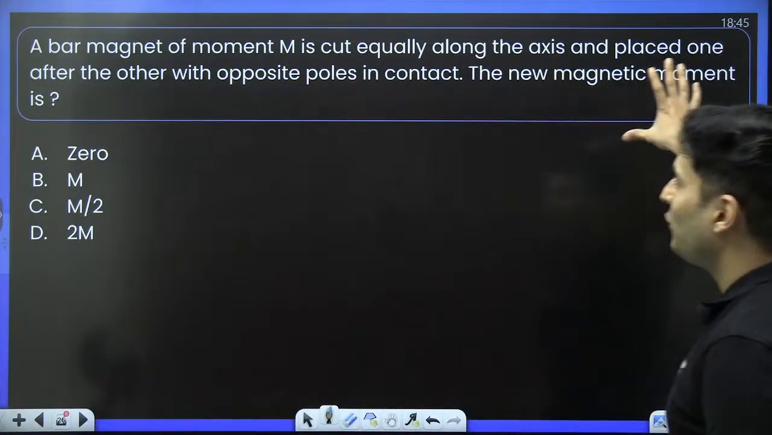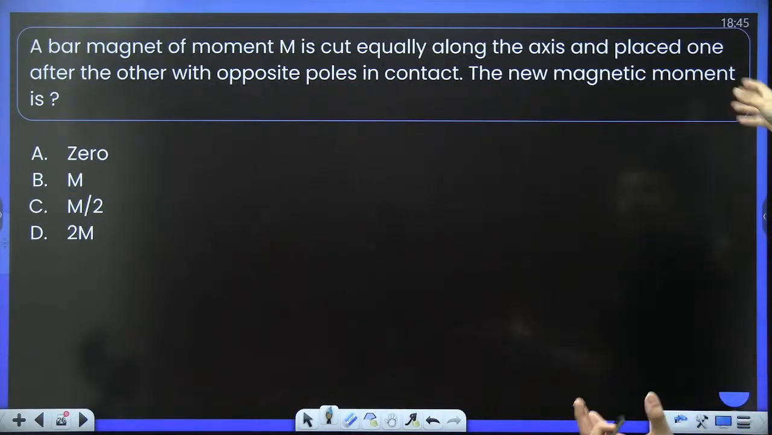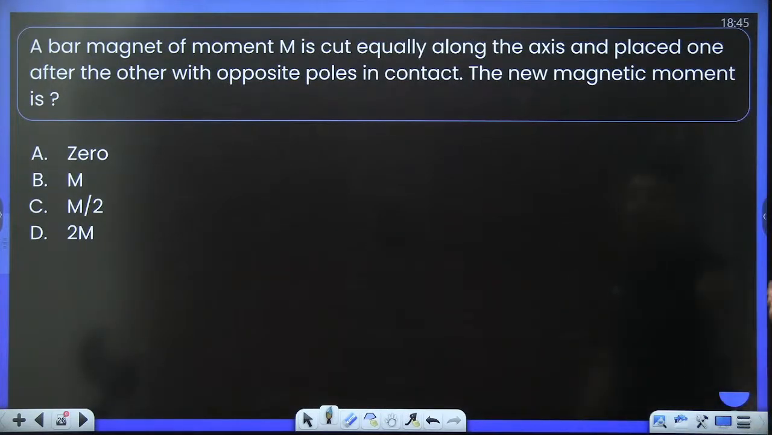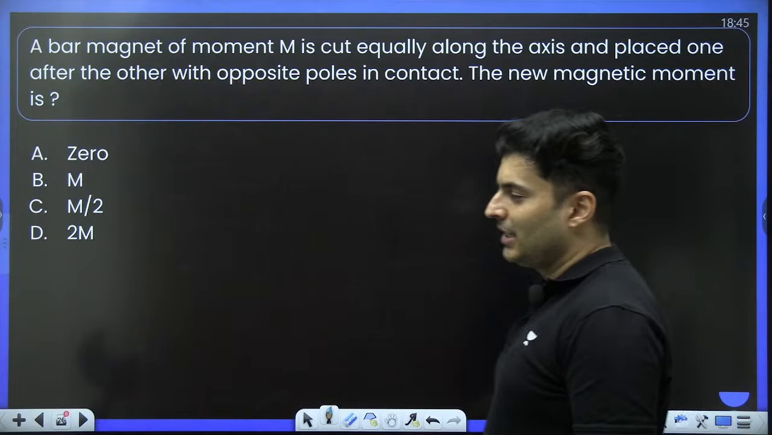A bar magnet of moment M is cut equally along the axis and placed one after the other with opposite poles in contact. The new magnetic moment. I think this is direct.